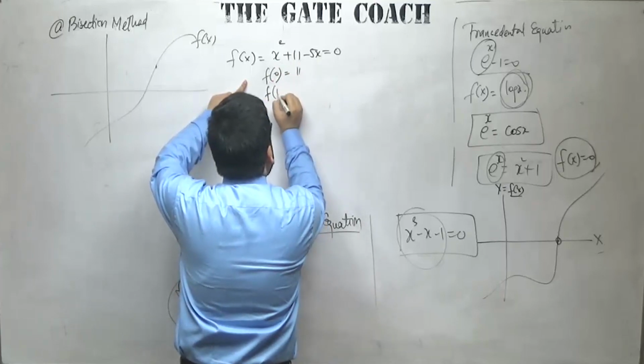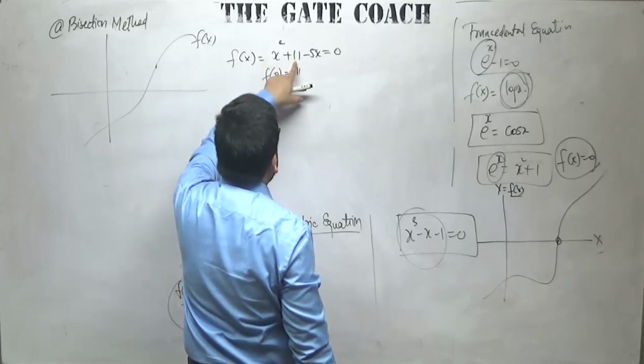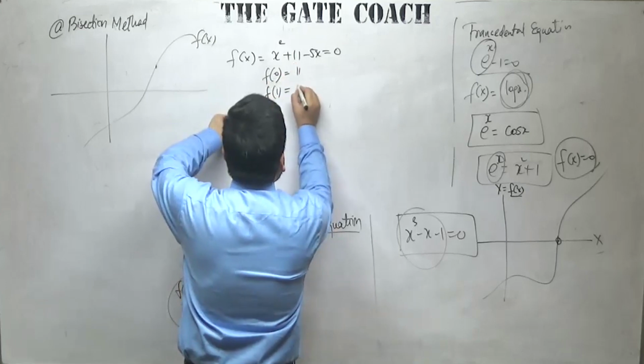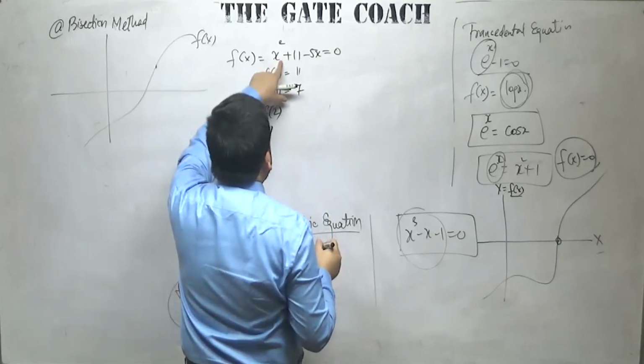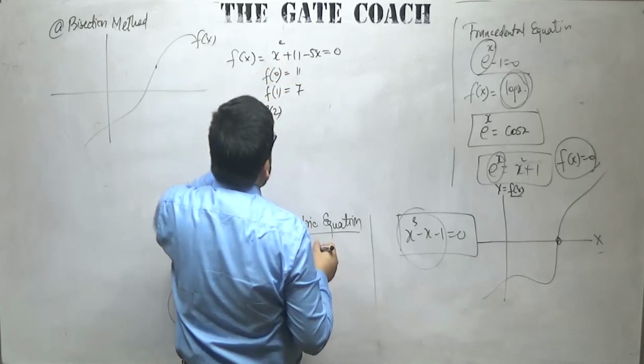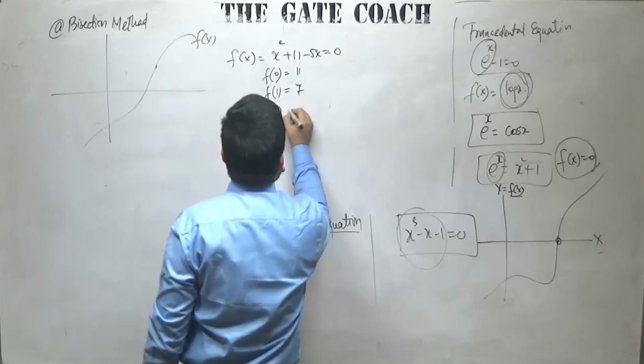You put x is equal to 1. 1 plus 11 is 12, 12 minus 5 is 7. So f of 1 will be equal to 7. You put f of 2. 2 into 2 is 4, 4 plus 11 is 15. 15 minus 10 will be equal to 5.